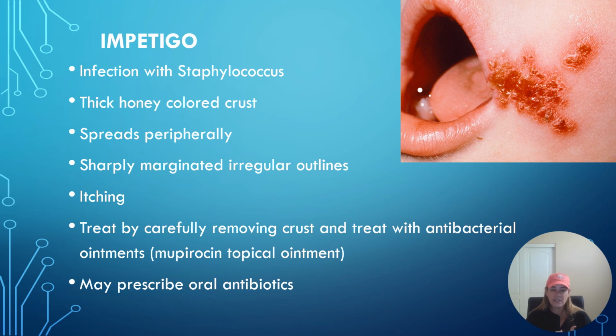We will treat these impetigo infections, and we can remove the crust and also treat with antibacterial ointments. Mupirocin topical ointment is a common treatment for impetigo. And in severe cases, we may prescribe IV or oral antibiotics, depending on how well we can treat and control the spread of this.